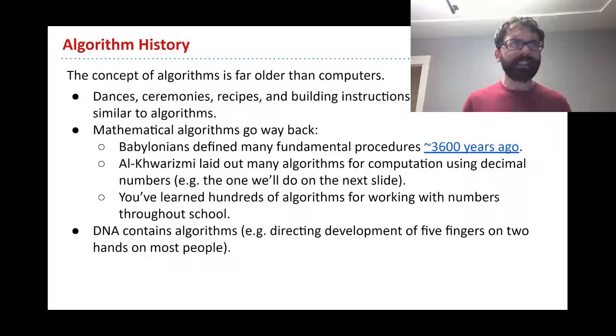You could say that even in nature, there are algorithms. DNA, in some sense, we can think of as containing algorithms. The DNA in your body somehow directs the development of your body when you're an embryo into having 5 fingers on 2 different hands for most people, and somehow that is encoded in your DNA.